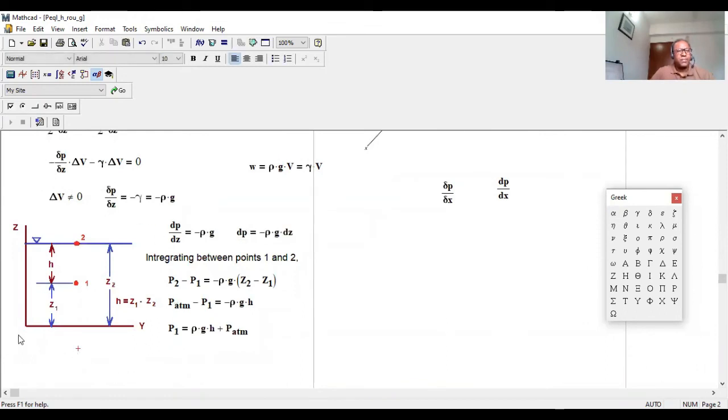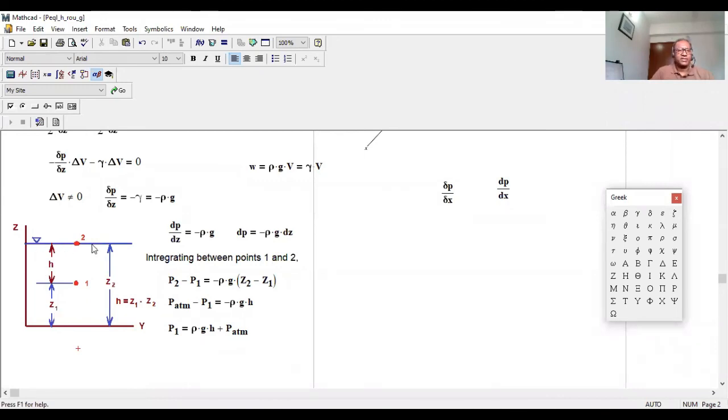I am taking 2 points, 1 and 2, right over here. From the top surface, the height of point 1 is h. From the bottom surface, this point 1 is z1, and the depth from the bottom surface, or you can say from the y-axis, its distance is z2. And for point 1, the distance from the y-axis is z1. So what does it mean?